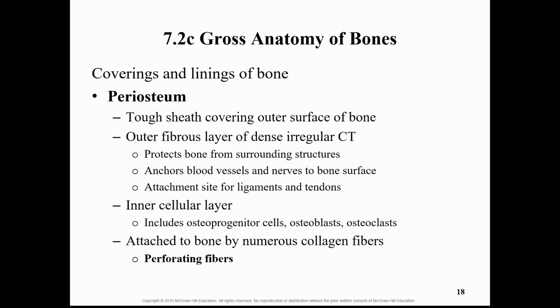Now, on the very outside of bone, we've got a tough outer sheath of membrane called the periosteum. Peri means around, and osteo is bone, so this is the tissue that goes around the bone. It's very tough, fibrous, irregular connective tissue. It helps protect the bone, it helps to anchor blood vessels, and is an attachment site for ligaments and tendons. And the periosteum is firmly attached to bone through microscopic fibers called perforating fibers, also known as Sharpey's fibers.